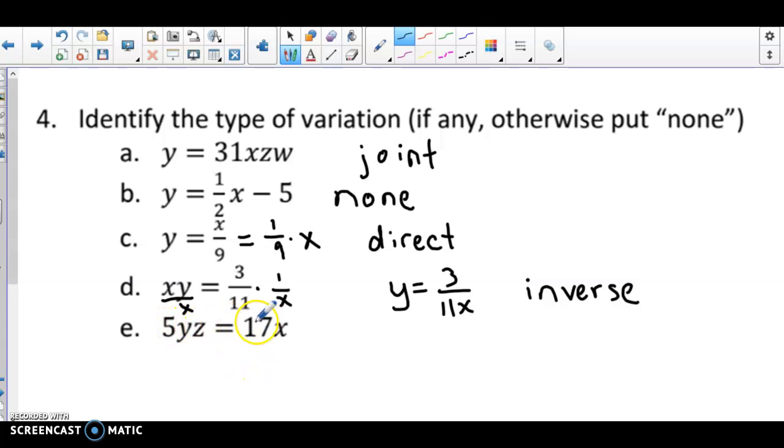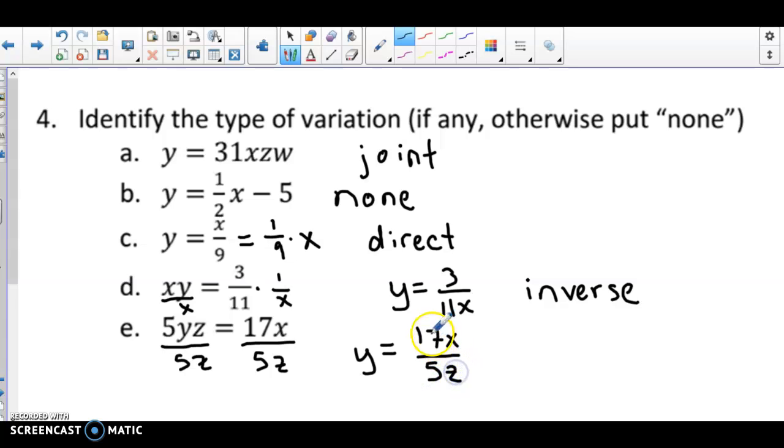And E, I want to get some variable by itself. Let's see. I could do, let's get y by itself because that's what we're usually looking for. So I'm going to divide this one by 5z because y is being multiplied by 5 and by z. And I get that y is equal to 17x over 5z.